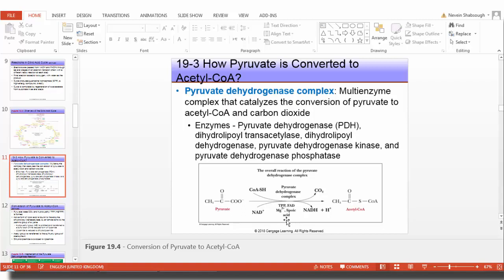Now this enzyme requires 5 coenzymes: Coenzyme A, TPP, which stands for thiamine pyrophosphate, FAD, lipoic acid, in addition to NAD+, and a metal ion cofactor Mg2+.